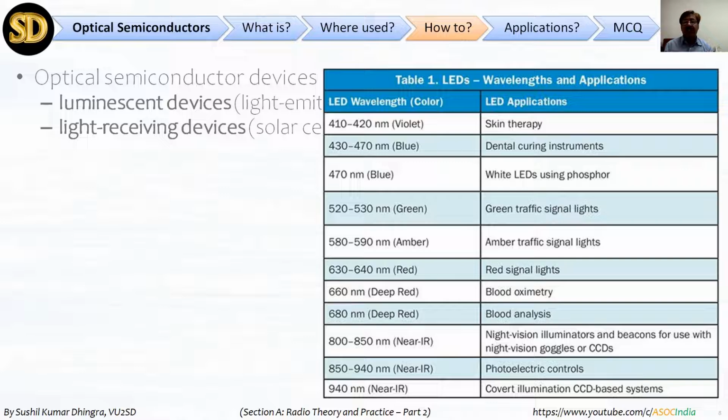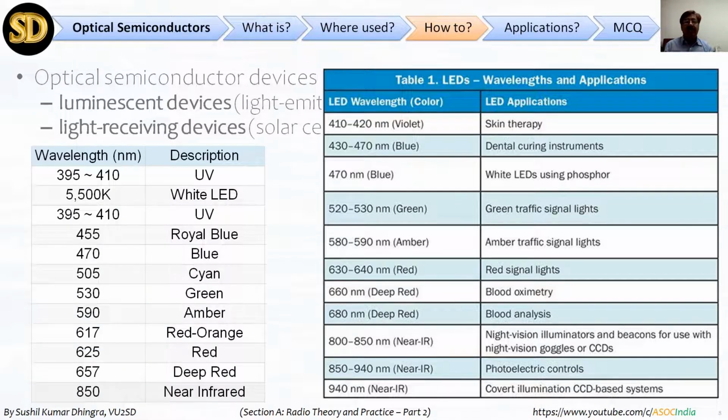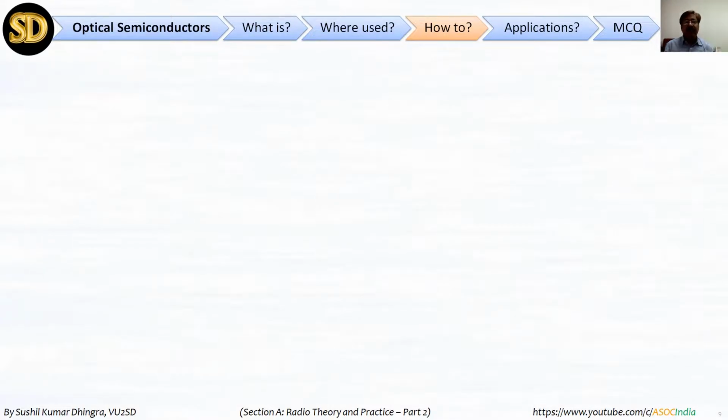So if you see this table on your screen, these are some examples of which color comes at what wavelength, approximately 395 to 410 nanometers. This wavelength is, we can say, ultraviolet, and so on, near infrared 850. So these are some visible light spectrum.